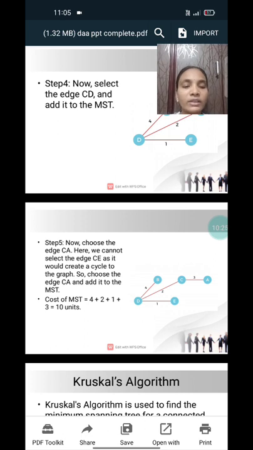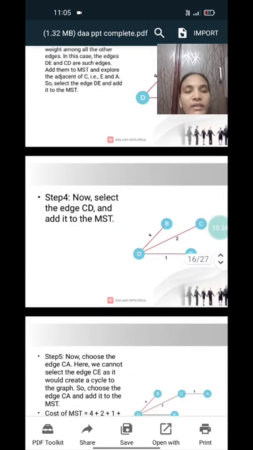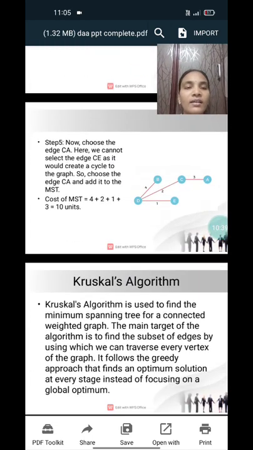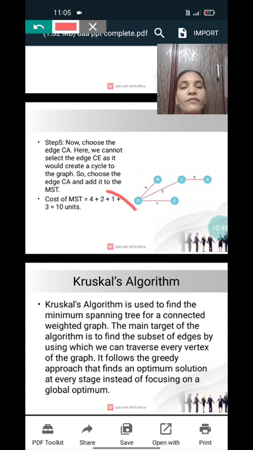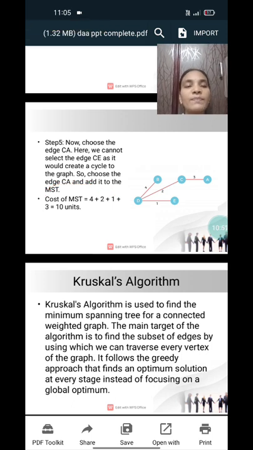So let's check with our spanning tree. We have A, B, C, D, E, 5, and from the tree we have A, B, C, D, E. So our spanning tree is finished because the vertices are 5 and our spanning tree also has 5. So the minimum cost of the spanning tree is 10 units. So this is the example of Prim's algorithm.